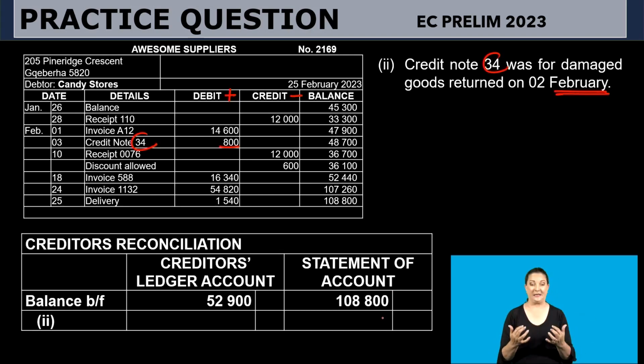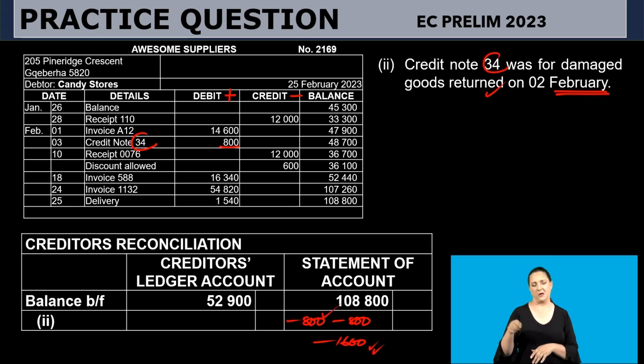So if I'm to correct that now, I would come and correct it on my statement of account. And I'm coming to say, I've added an amount that was supposed to be subtracted. So I'm going to come and say minus 800 to cancel that particular error. Then I say again, minus another 800 to record the return of goods on the 2nd of February. Someone would have just come and said minus 1,600. And the examiner would have given you 2 ticks or one there, one there. Very correct.